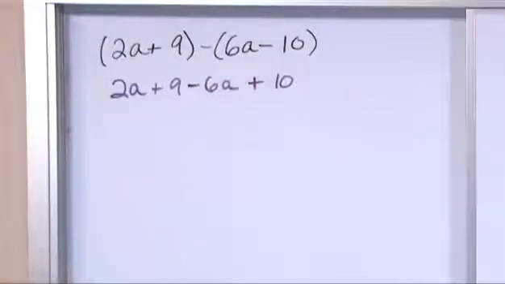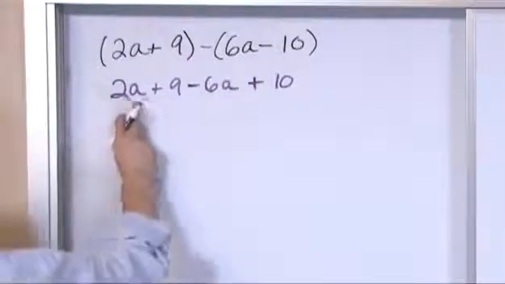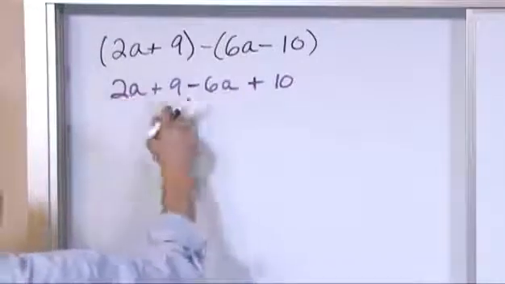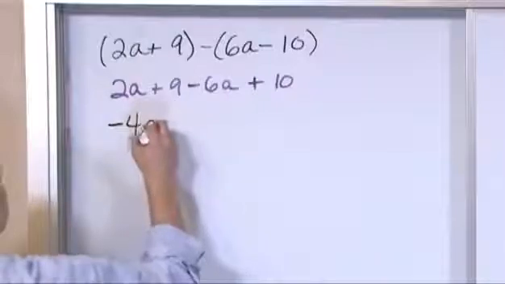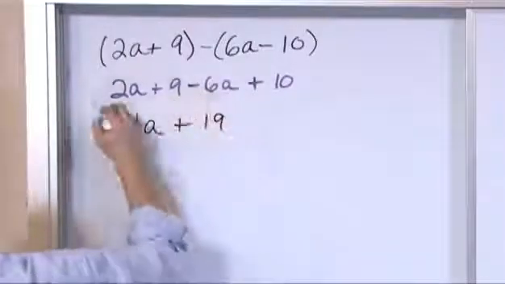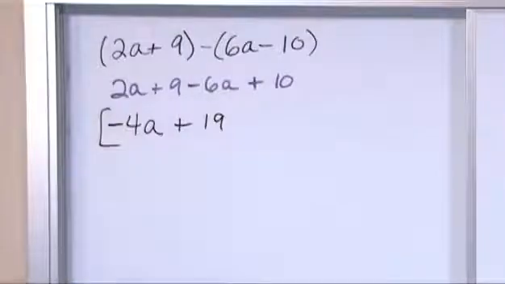So we scan for like terms. We have 2a and 6a. We can add these together. These are like terms. 2 minus 6 gives us negative 4a. 9 plus 10 gives us 19. So you have negative 4a plus 19.